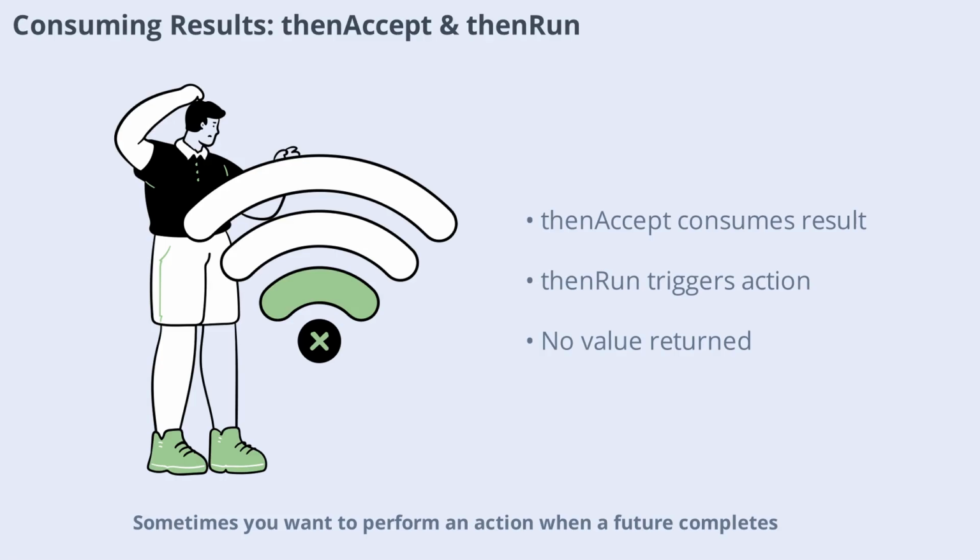Sometimes, you want to perform an action when a future completes, but you don't need to return a value. The thenAccept and thenRun methods are designed for this. thenAccept consumes the result, while thenRun simply runs a task when the future completes. These methods are great for triggering side effects, such as updating the UI or logging, without altering the result pipeline.